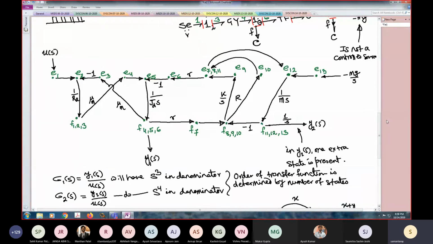Now you look at this R. F456 goes through F7 to F8. This F7 has only two nodes, it's useless. So I will directly connect F456 to F8, 9, 10 by R. And I will connect E7, 8, 11 to E5 by gain minus R. So E7, 8, 11 to E5 by minus R, F456 to F8, 9, 10 by plus R.